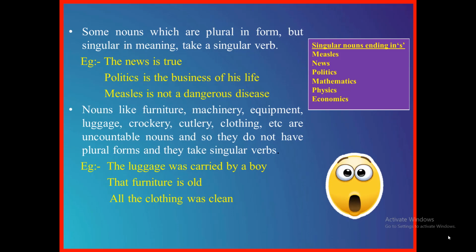Just look into the examples. The luggage was carried by a boy. Just a singular verb was. That furniture is old. You are using the singular verb again. All the clothing was clean. So here the clothing, again an uncountable noun, and that's why you are using the singular verb was.